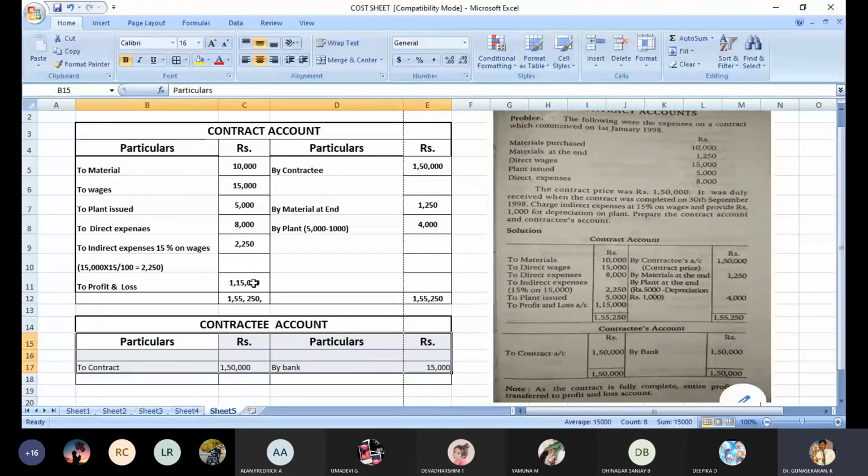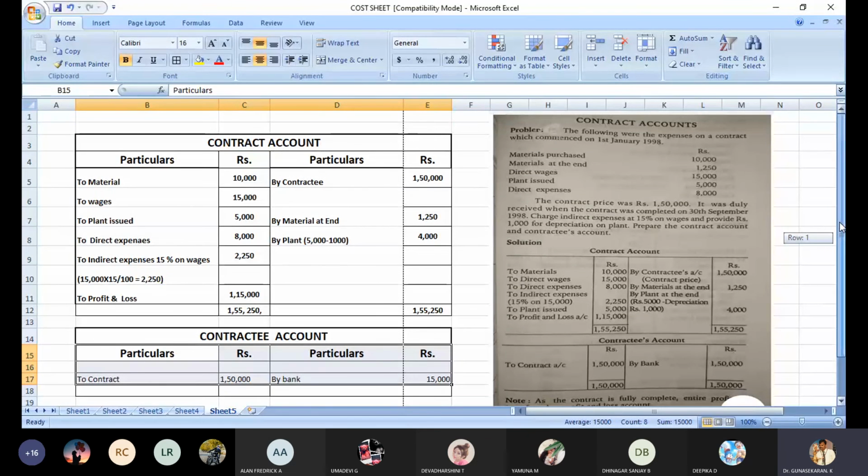One more problem will also be discussed in the next class. Today we have discussed only one problem, the contract account. Based on this problem, we have to prepare one contract account. The contract is also available for the problem. I have worked it out and explained it in an Excel sheet also.